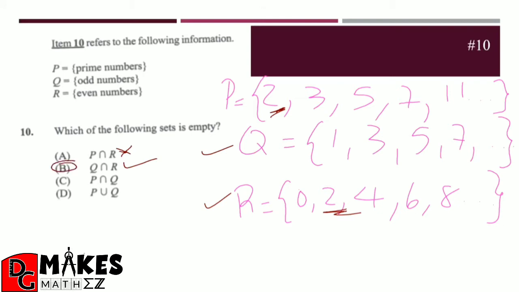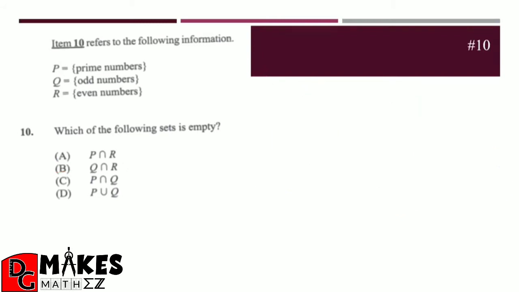All right, P intersect Q. There are definitely numbers that would fall in the intersection of those sets. And for P union Q, that's definitely not an empty set because you're putting all of these together. All right, that's it for question 10.